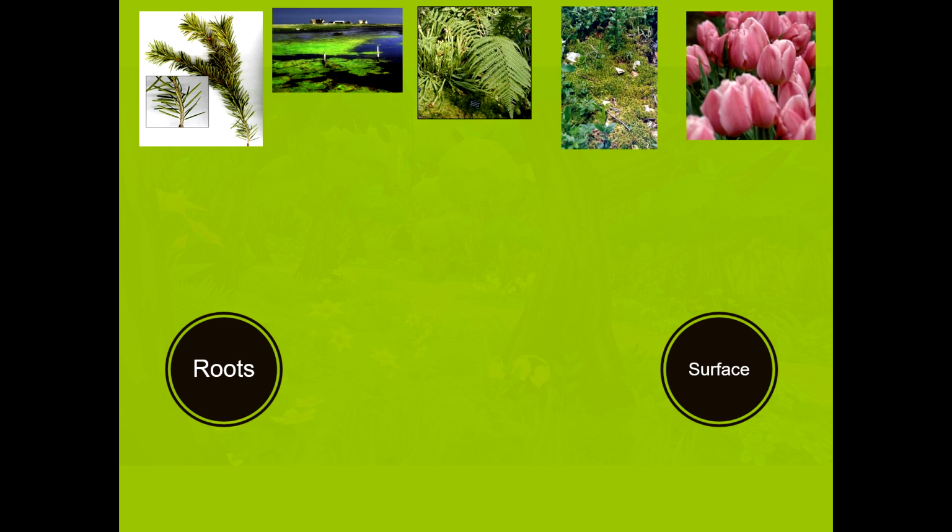Okay, guys, how did you get on? Let's check to see which plant groups are classified by taking water from their roots and which ones are classified by taking water from their surface. So let's start with the roots first. Okay, so we know that conifers, yes, they take their water from their roots. Most conifers are trees, so the trees need to have big roots to keep them standing upright.